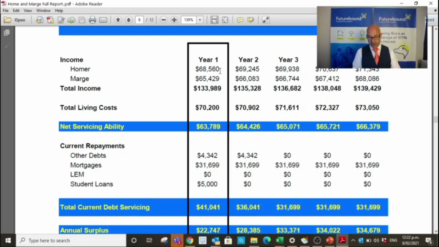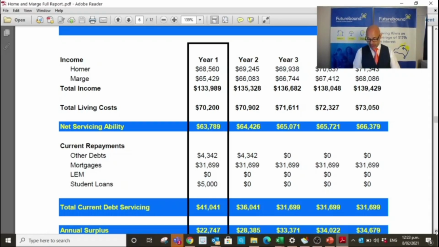So these are the two net incomes that we had for Homer and Marge, 68 and 65, and it equals a total of 133,989. So that's their total net income, okay, in the hand. And then we're going to subtract from that their total living costs, which is 70,200. You remember that figure from the expenses page.